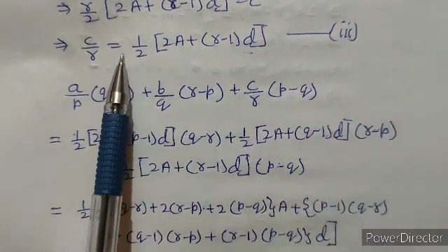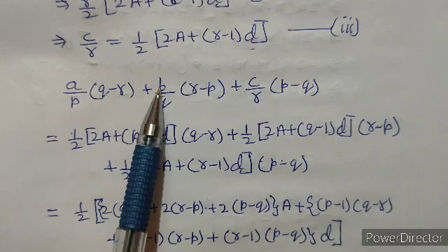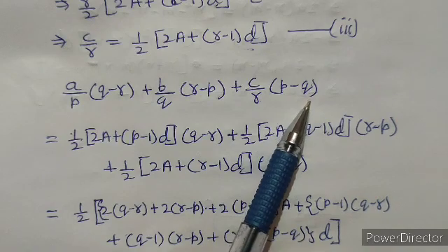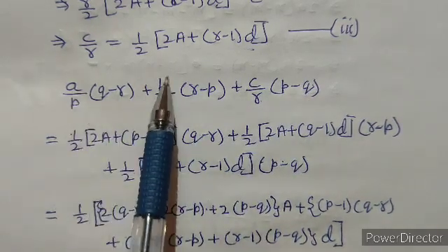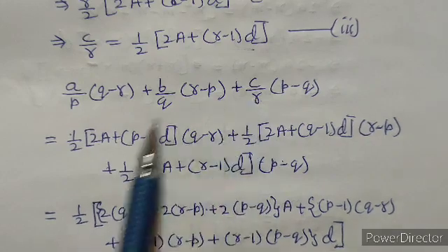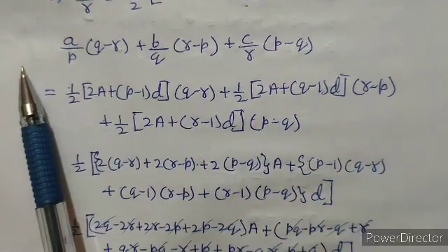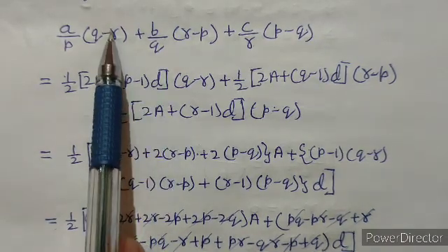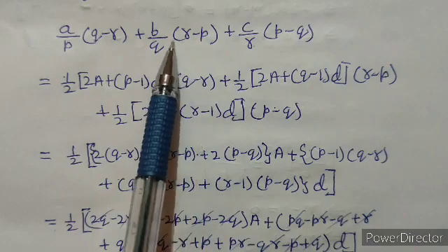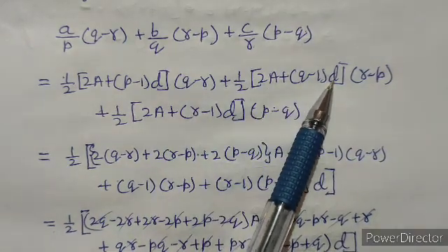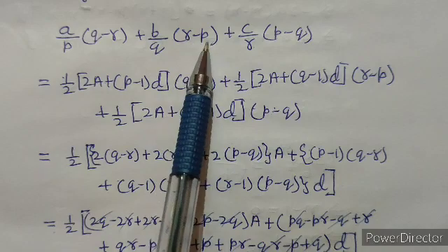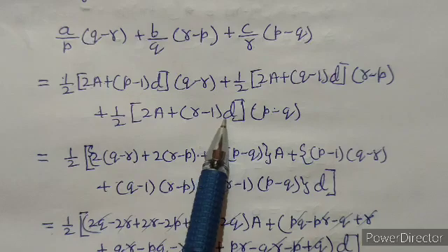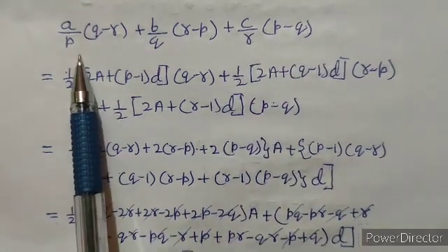Now we have to find out the value of a upon p into (q minus r) plus b upon q into (r minus p) plus c upon r into (p minus q). Now on putting the values of a upon p, b upon q and c upon r from the equations, that will be equal to 1 upon 2 into 2a plus (p minus 1)d into (q minus r) plus 1 upon 2 into 2a plus (q minus 1)d into (r minus p) plus 1 upon 2 into 2a plus (r minus 1)d into (p minus q).